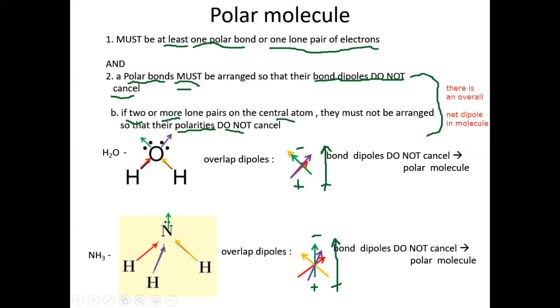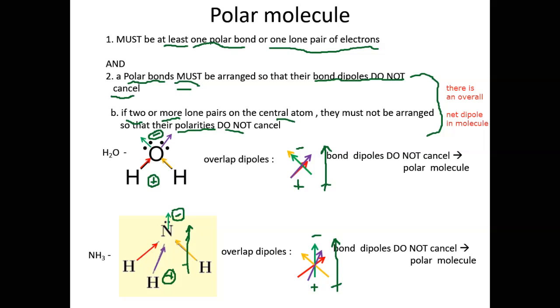So on water, this is the negative end and this is the positive end. On ammonia, this is the negative end. Let me undo that. And this is the positive end. So this is a polar molecule. It has to have a negative and positive end, so it has an overall dipole.